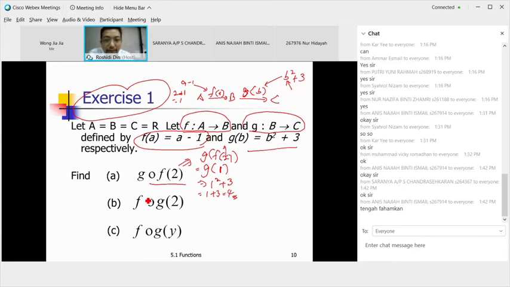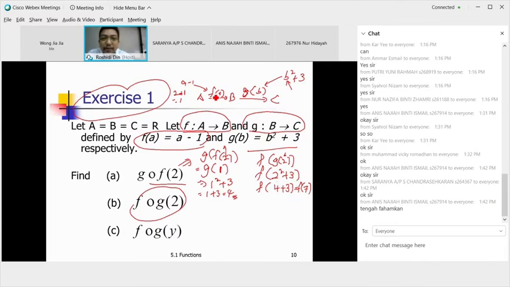Okay, the second idea here. Now we have FG2. We consider G first. So G is B square plus 3. So in F we change B, actually this is B. We change B with 2, so it will be 2 square plus 3. So it will be F of 4 plus 3, F7.